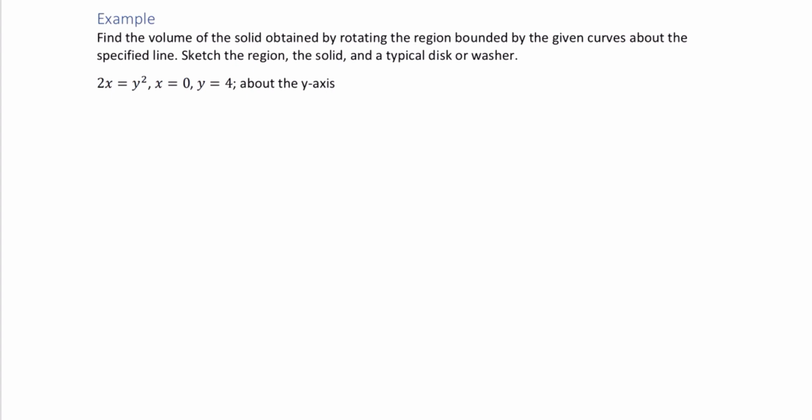Let's sketch the solid and find its volume. A quick way to sketch this graph is to recognize that this is a parabola opening to the right with its vertex at the origin. If you don't see that right away, we can do some point plotting.